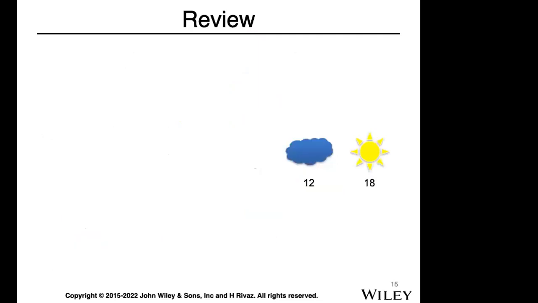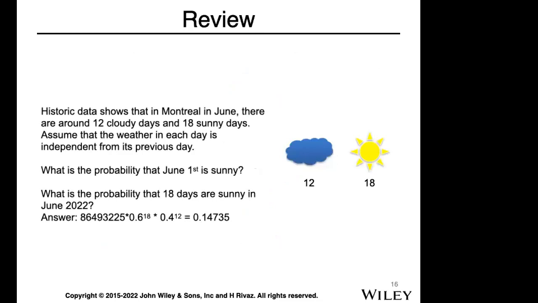Okay, so let's move on. I think this question was also in some midterm exam. Historic data shows that in Montreal in June, there are around 12 cloudy days and 18 sunny days. Assume that the weather in each day is independent from its previous day. What's the probability that June 1st is sunny? Exactly, 18/30.